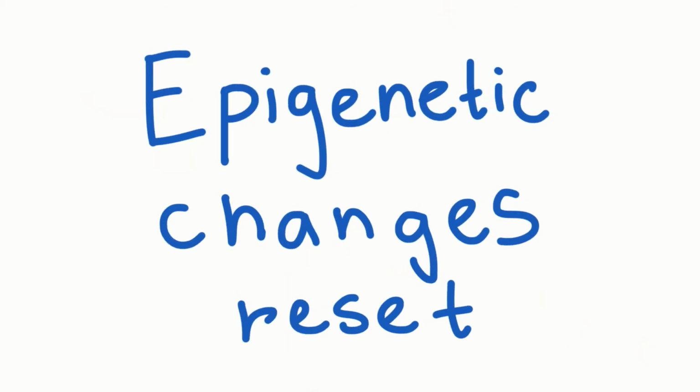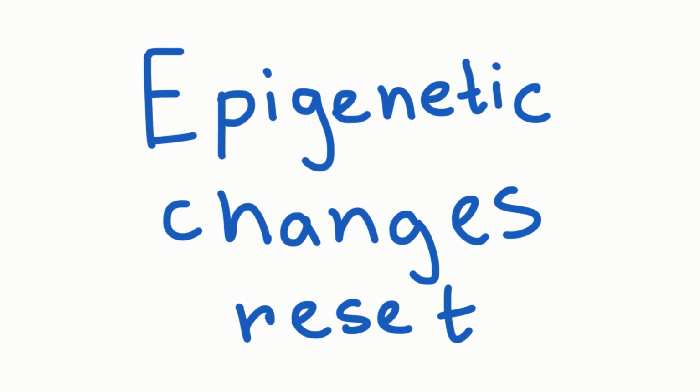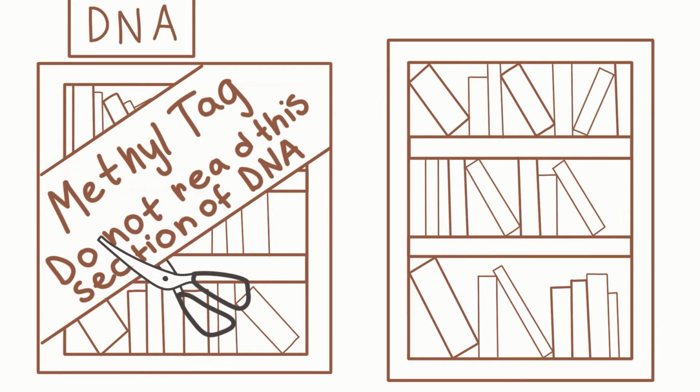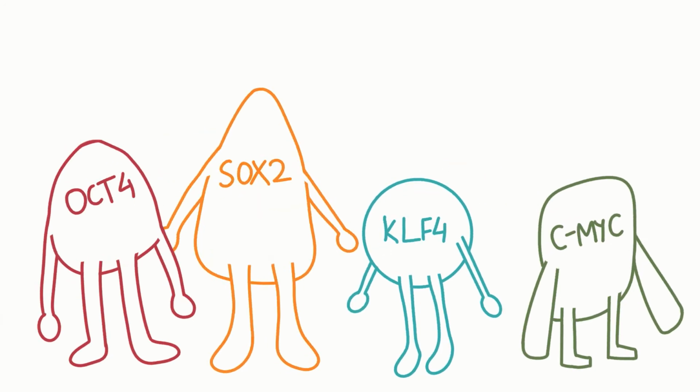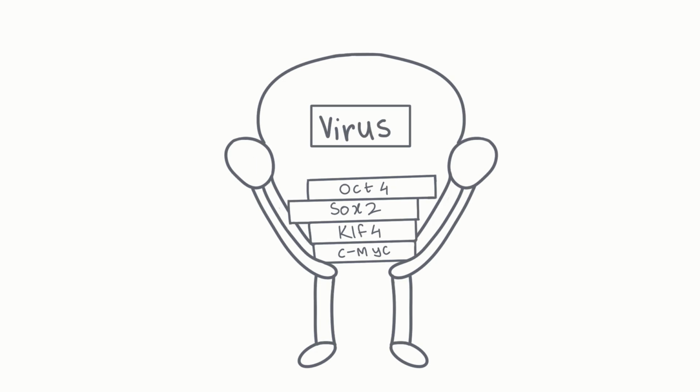When an adult cell is reprogrammed into an iPSC, these epigenetic changes are reset. Methyl tags from DNA are removed and changes are made to histones, so genes associated with pluripotency are now read. This was first achieved by artificially introducing a set of genes known as transgenes coding for the proteins OCT4, SOX2, KLF4 and CMYC using viruses as vectors.